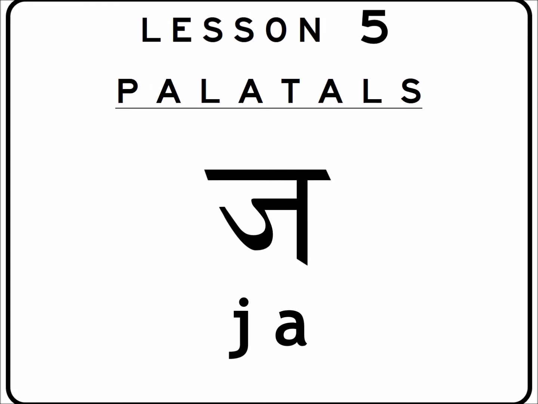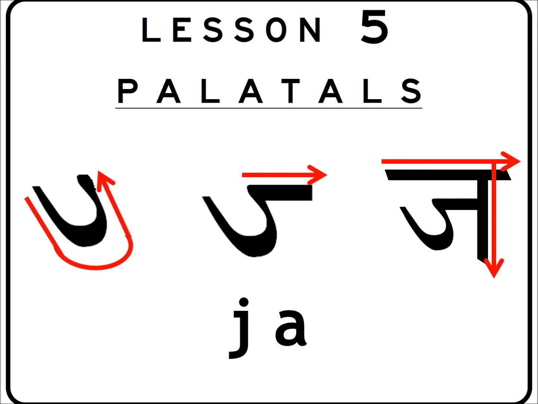This is the letter ja. To write the letter ja, we start off by making a U shape that's italicized, swinging to the left. On the right arm of the U-shaped figure that we just drew, we're going to draw a horizontal line to the right. Then we're going to draw a vertical line which meets the horizontal line about halfway.